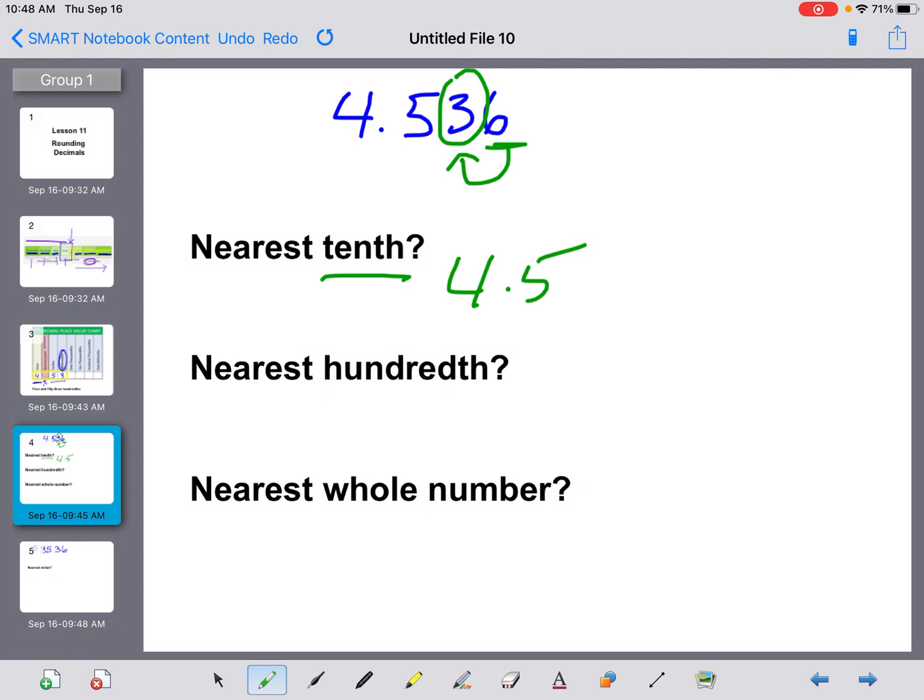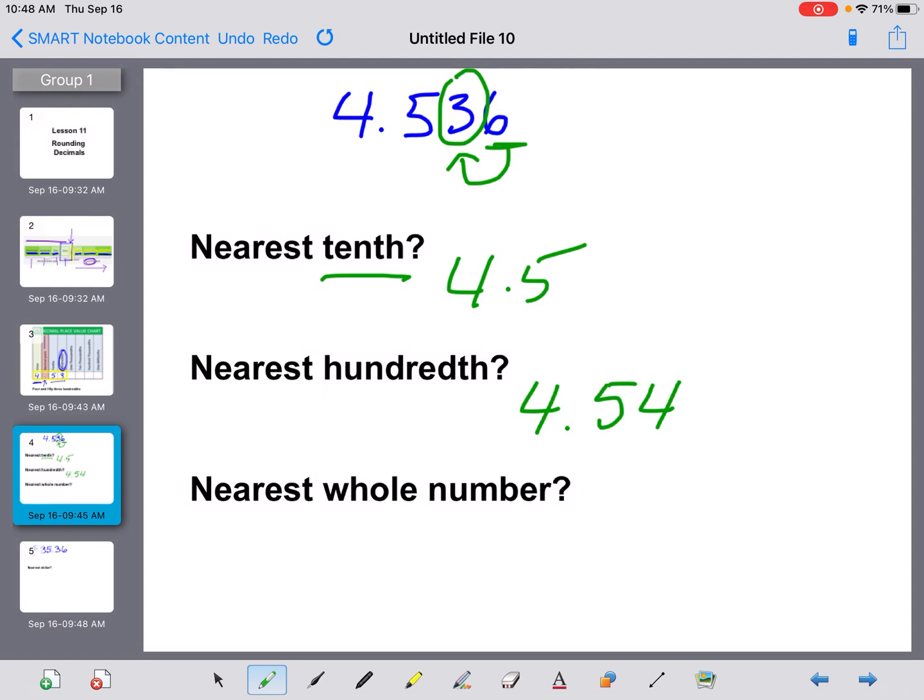Since it's 5 or more, we have a 6 as our helper number. We are going to bump that 3 up 1. So we're going to do 4.54. All right, so that would be rounded to the nearest hundredth.